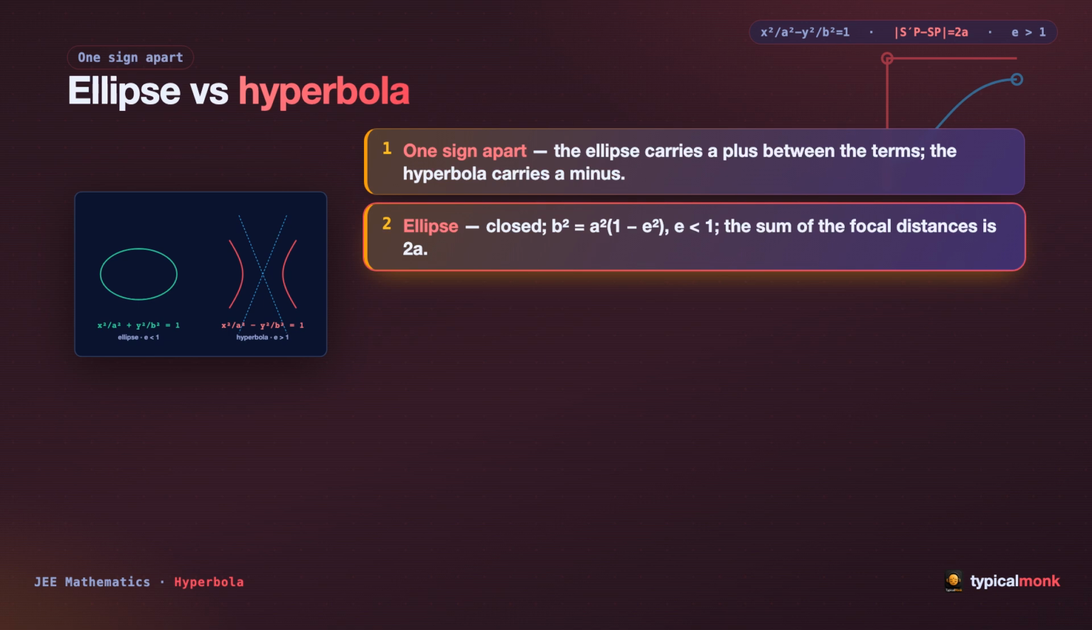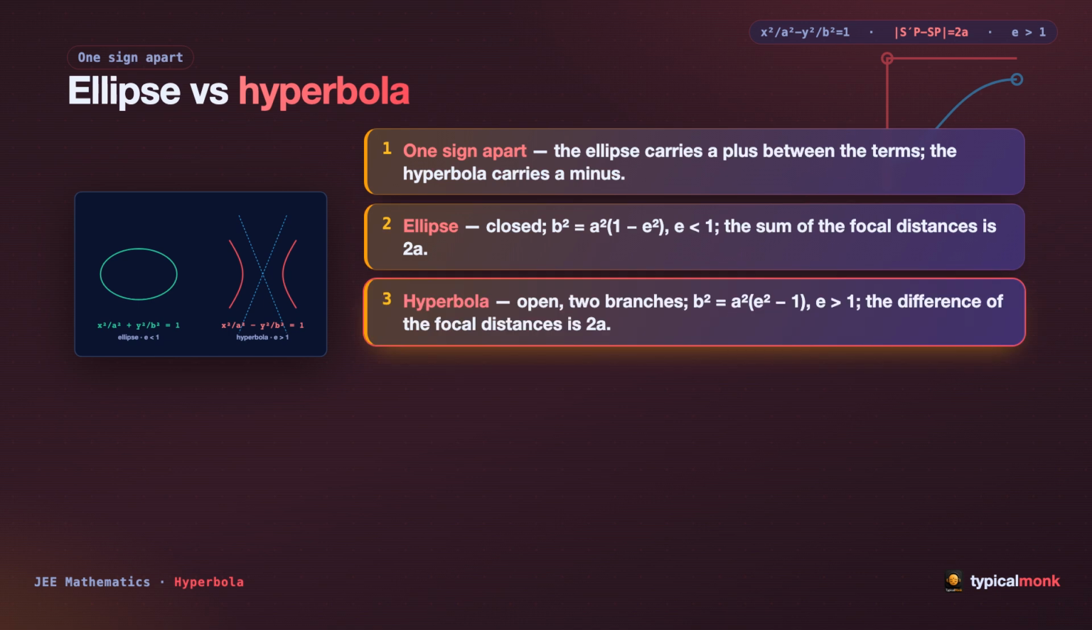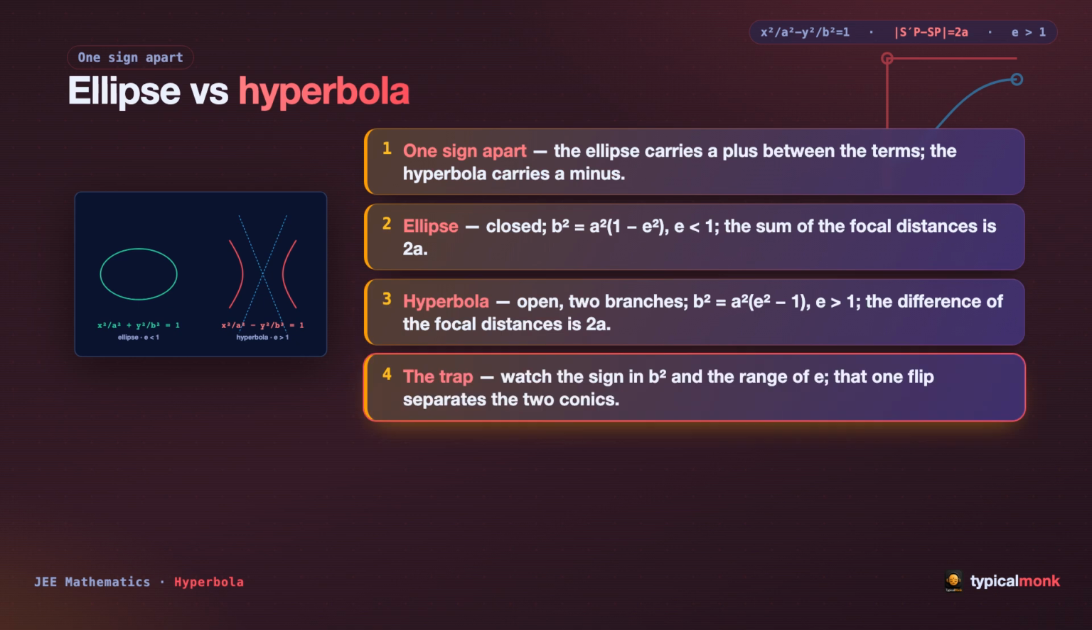The hyperbola, it is open with two branches. b squared equals a squared times, bracket, e squared minus 1 with e greater than 1, and the difference of the focal distances is 2a. And the trap. Watch the sign inside b squared and the range of the eccentricity. That single flip is all that separates the two conics.